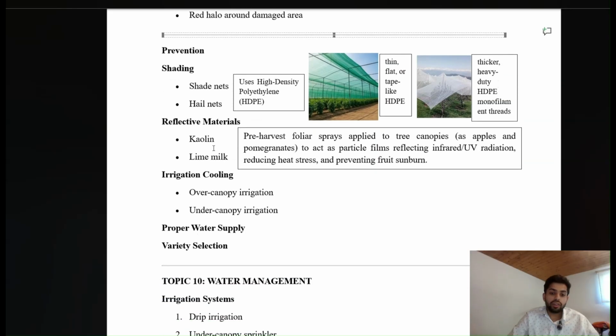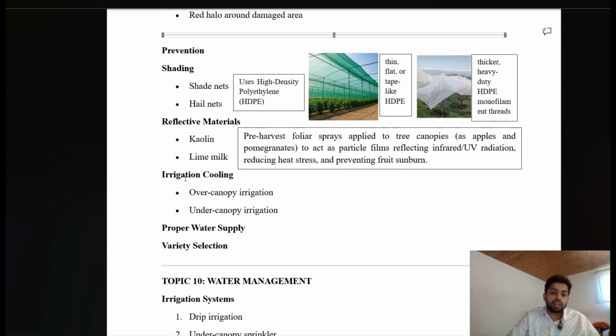And in the reflective material, there are two methods, kaolin and lime milk, which help in the prevention of sunburn. A pre-harvest foliar spray is applied to the tree canopy. So the plants are sprayed with kaolin or lime milk from above on their canopy, for example in apple and pomegranate crops, which reflects the UV radiation, reduces heat stress, and prevents fruit sunburn.